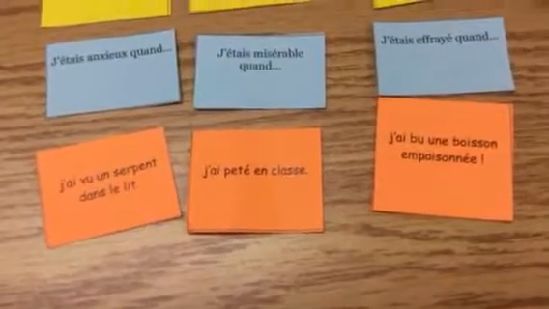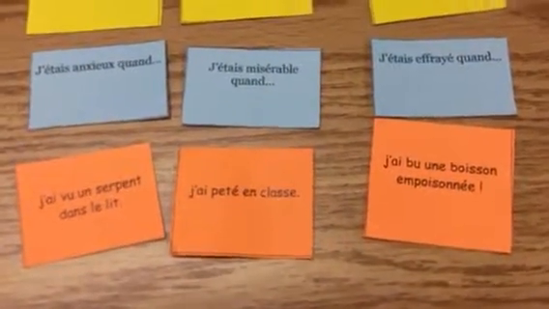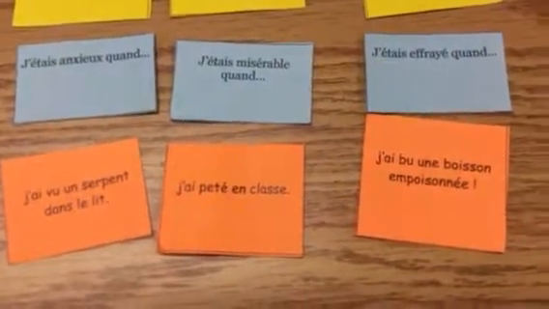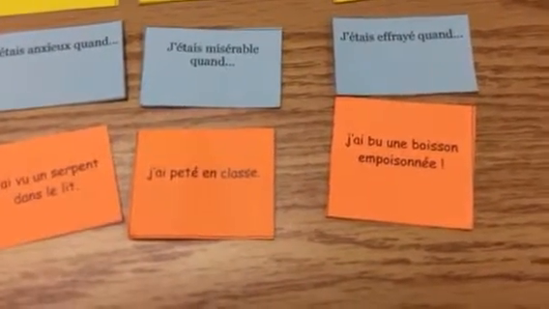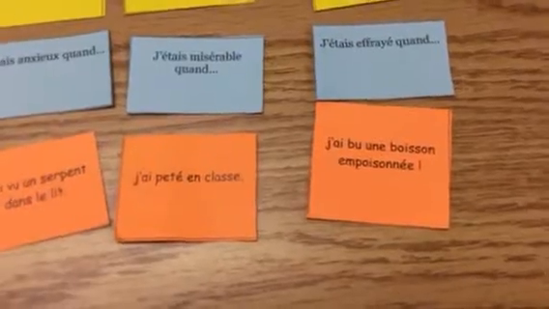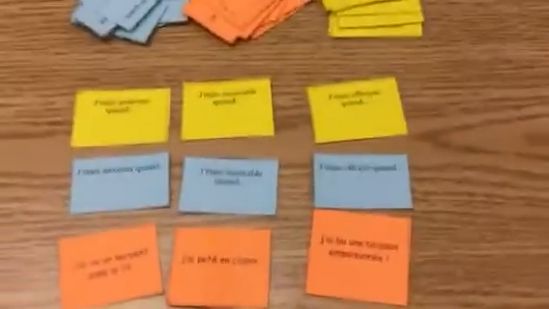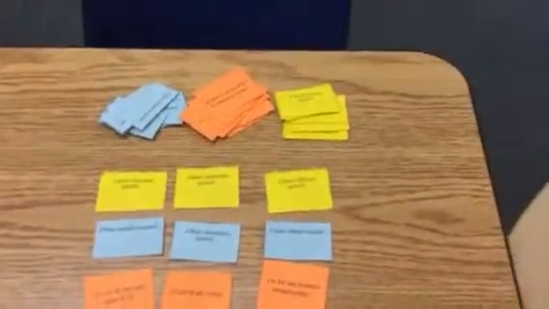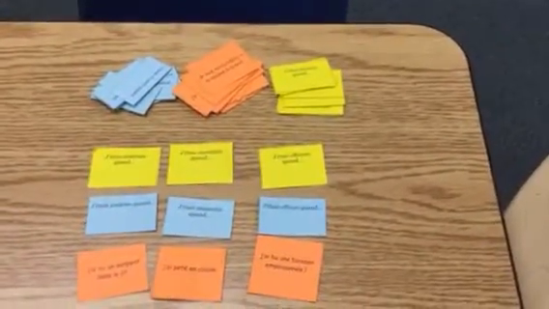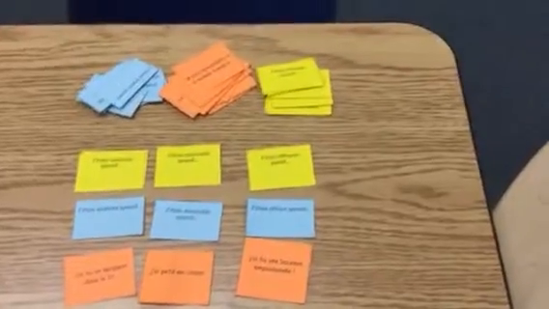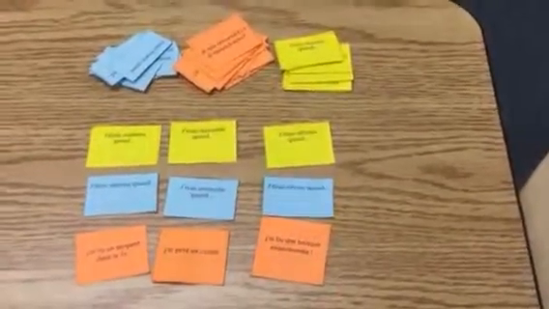Why were you anxious? Why were you miserable? Why were you scared? And they read those cards. They're showing off their reading comprehension, and they choose: I saw a snake, I farted in class, ha ha ha, and I drank a poison drink. So they have all those, and I can bring in the imparfait because a lot of teachers get worried, oh, my students don't know the difference, they don't know when to use it. I just introduce them in chunks, so this is the emotion part of it.